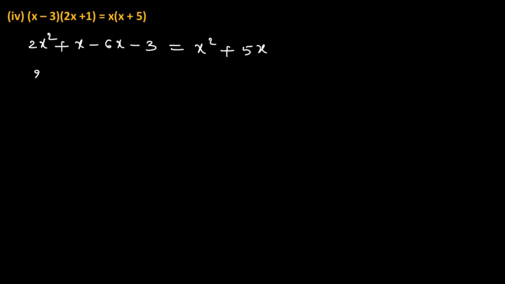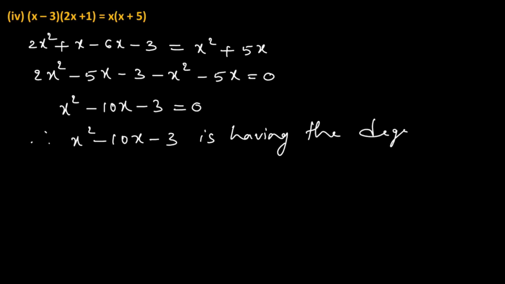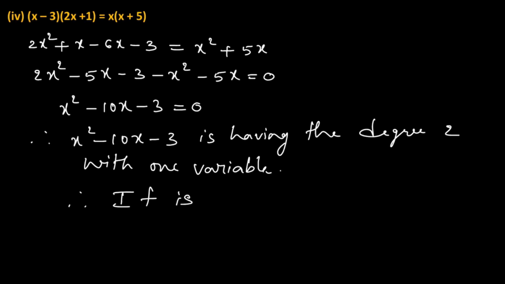Now take all the terms to left hand side. 2x square, this will be minus 5x minus 3 minus x square minus 5x is equal to 0. 2x square minus x square, that is x square, minus 5x minus 5x is minus 10x, minus 3 is equal to 0. Now you can see the highest power is 2. Therefore, x square minus 10x minus 3 is having the degree 2 with one variable. The variable here is also x. Therefore, it is a quadratic equation. Why? Because it is satisfying the condition.